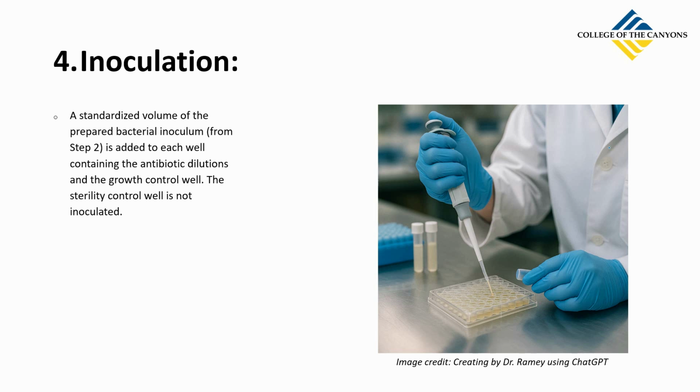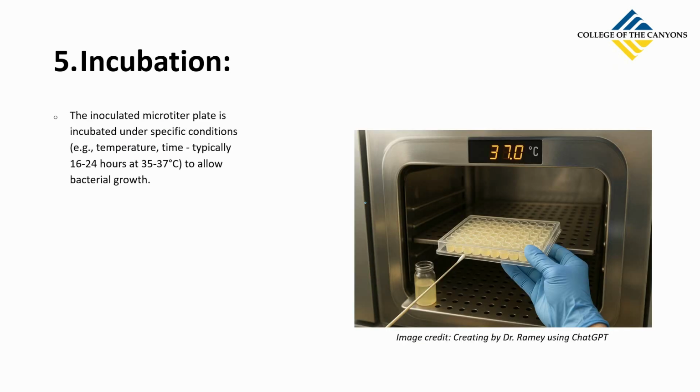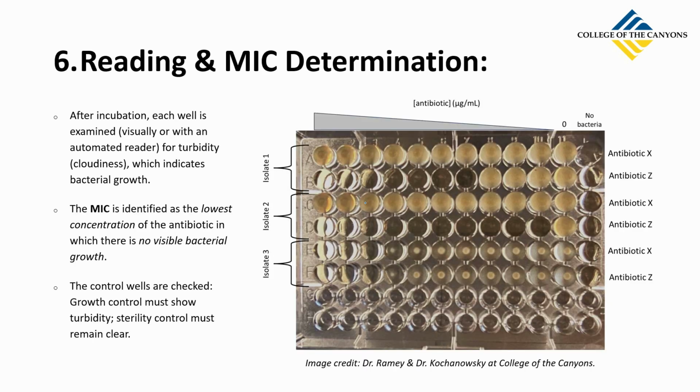Then we would add a standardized volume of the prepared bacterial inoculum to each of the wells containing the antibiotic dilutions and the growth control wells, so those would be the wells in column 11. We would incubate that plate, typically between 16 and 24 hours at a temperature of 35 to 37 degrees Celsius to allow growth. And then we would evaluate that plate for growth, looking for turbidity in each of the wells.